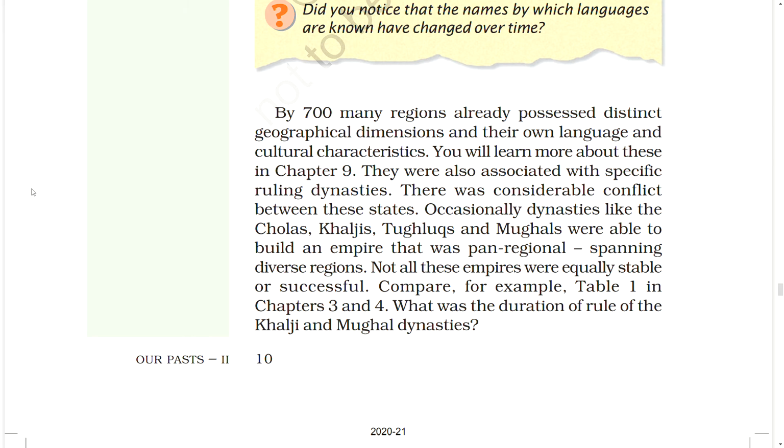Compare, for example, Table 1 in chapters 3 and 4. What was the duration of rule of the Khalji and Mughal dynasties? Comment on this.